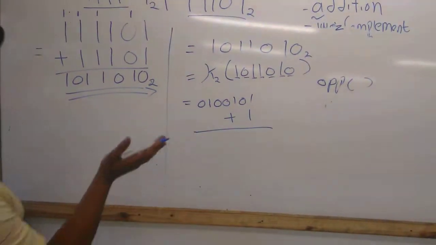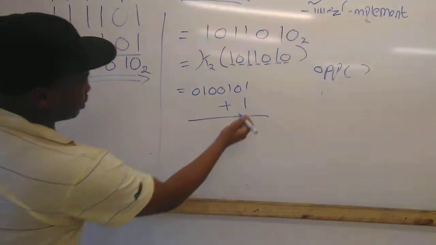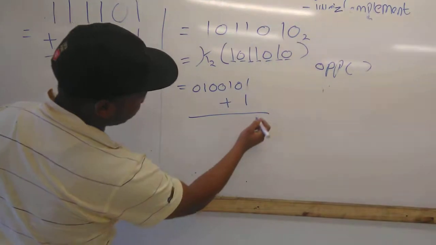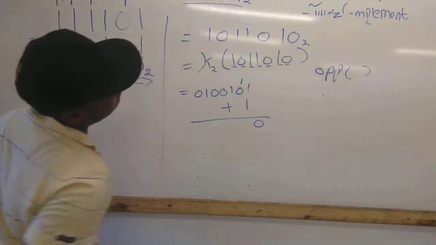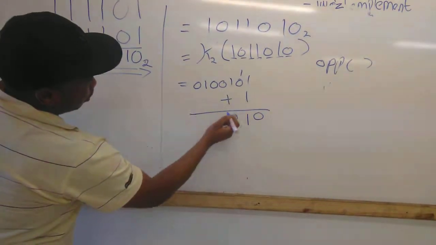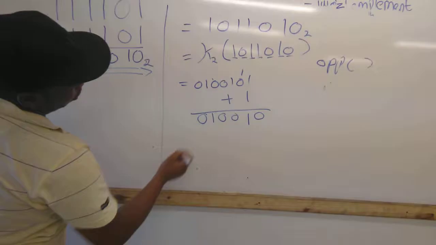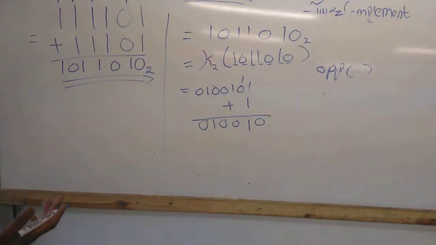When you add the 1 to your equation, the rules still apply. There are still the rules of binary addition. You're going to say 1 plus 1. The answer is 10. Write 0, you carry the 1. 1 plus 0, the answer is 1. 0, 0, 1, 0. This is actually your answer.